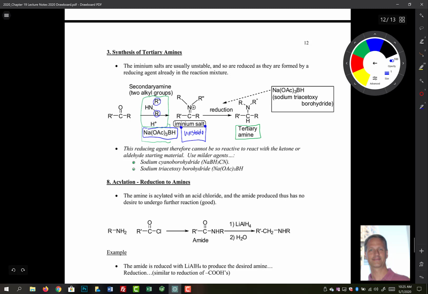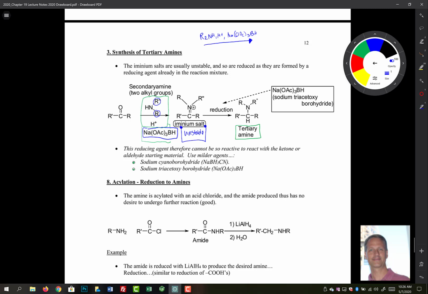Now, what we usually see as far as our reaction arrow goes in predicting products is you'll see an R2NH, H+, and then the sodium triacetoxy borohydride, so Na, right, OAc3BH. So that's what you see typically above your arrow when you're trying to predict products.